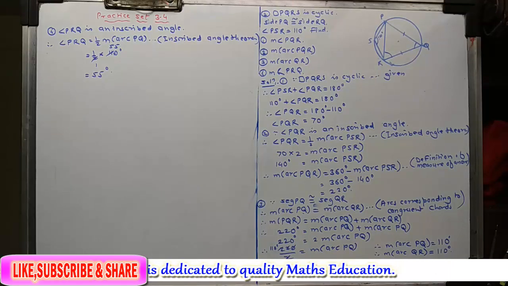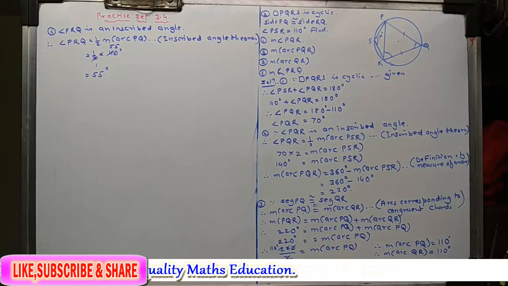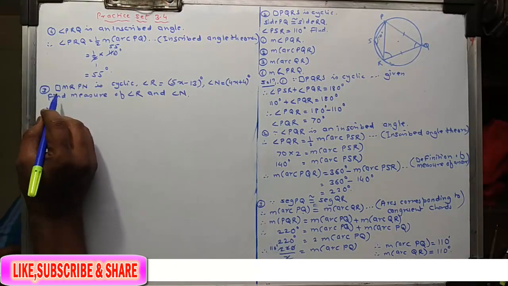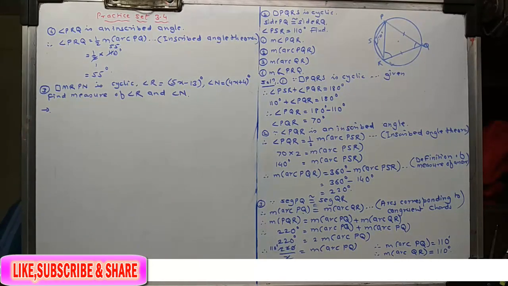Yes, any doubt in this? No? Okay. Now the next one is the third example. Quadrilateral MRPN is cyclic. Angle R is equal to 5x minus 13 degrees and angle N is equal to 4x plus 4 degrees. Find the measure of angle R and angle N. Okay, that we have to find.